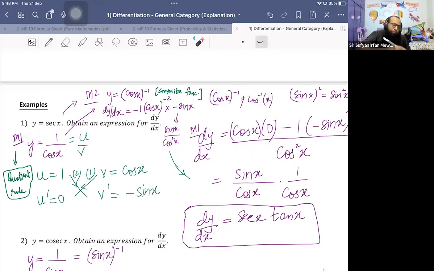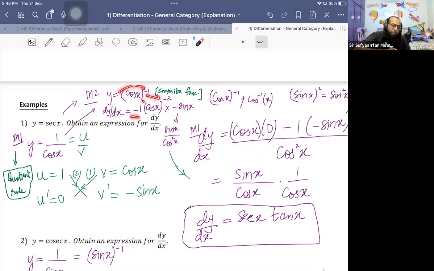Composite functions. So what happens? 1 upon cos x gets converted to cos x whole power minus 1. Then first we multiply the power. Then the power gets subtracted by 1. Then the differentiation of the function within the bracket will be multiplied. So the same rule: power, function, angle. So power multiplied, it's minus 1.